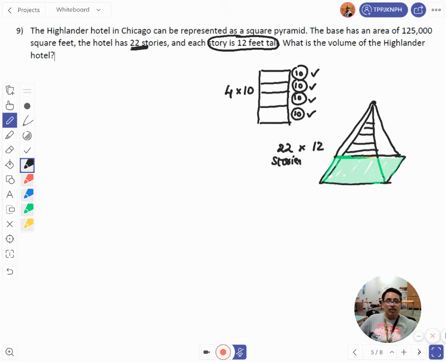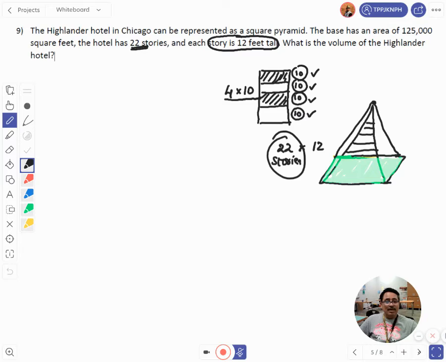Again, I'm going back to my previous example. There is a 4 storied building. Each floor is 10 feet tall. What is the total height of the building? Either you can add 10 plus 10 plus 10 plus 10, that gives you 40, or else 4 stories, so 4 times 10, that gives you 40.